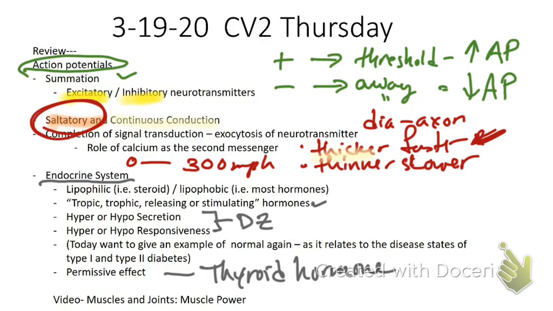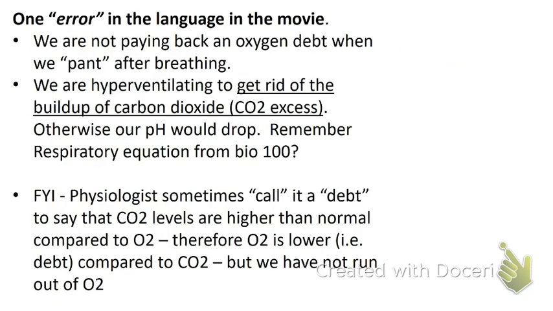And then hopefully you guys watched the video on the muscles before starting this, and that's the first thing I want to say. I've got a little disclaimer about the language in the movie. There's one thing that might be confusing. It's not so much an error, it's sort of in the way we speak. Physiologists sometimes, just like we talk about the cell having more positive charges on the outside and less on the inside, so we say the inside is negative. Well, we know the inside's not actually negative, it's just less positive than the outside.